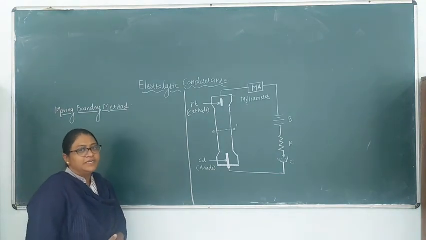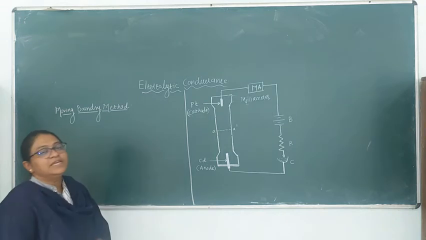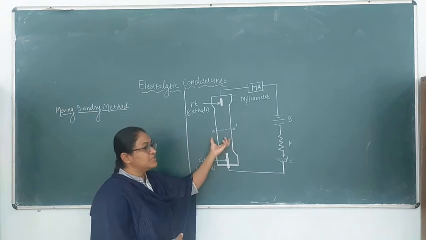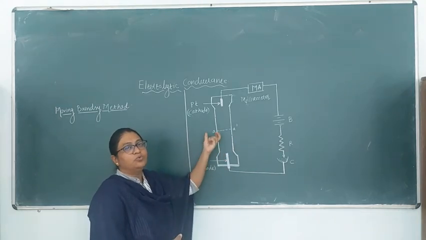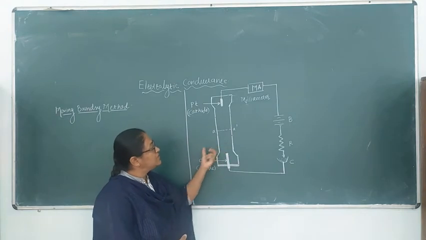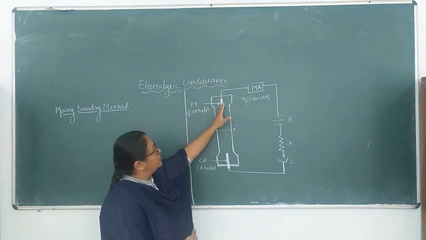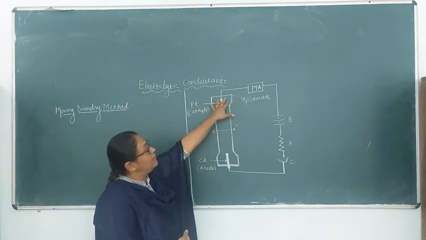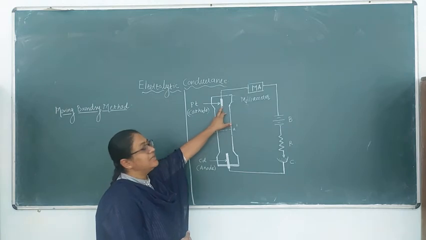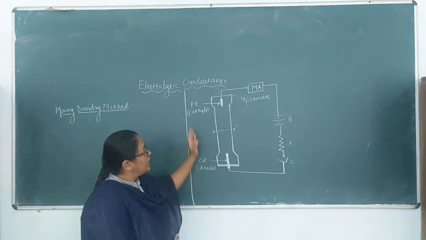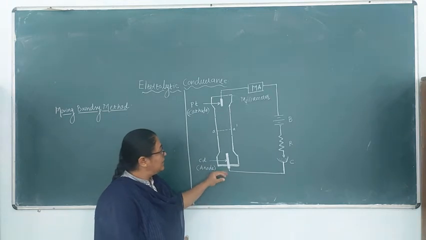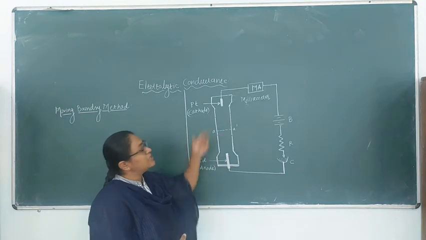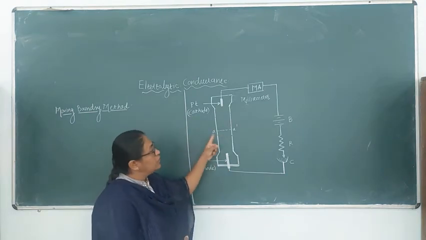For this method, a cell is used in which a tube is mounted vertically. At the two ends of this tube, the electrodes are fixed. At the upper end, platinum metal is taken, which acts as the cathode, while at the lower end, cadmium metal is taken, which acts as the anode, and these electrodes are fixed at the ends of this tube.